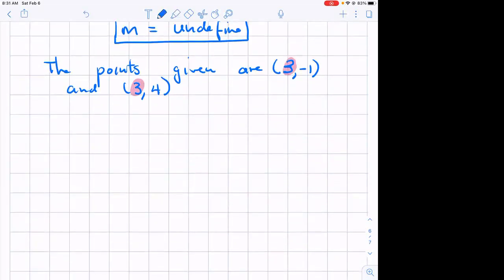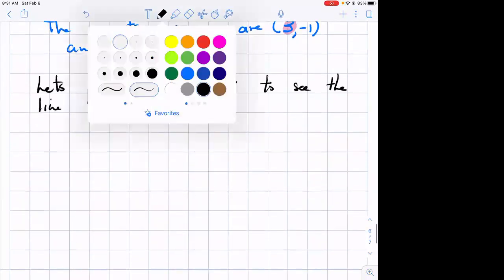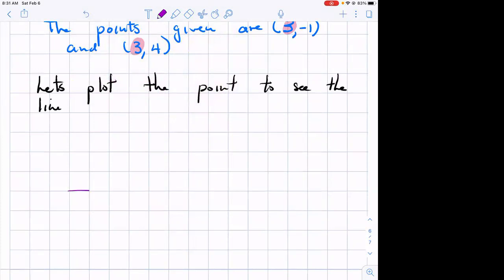Let's plot the points to see the line. And if we do this, we have 1, 2, 3, 4. 1, 2, 3, 4. -1, -2, -3, -4.